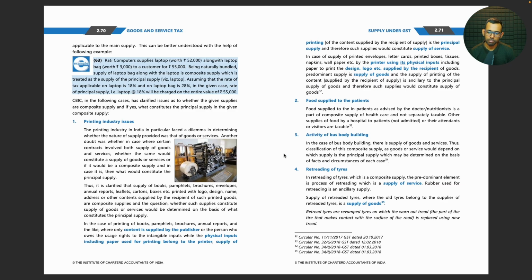So again, could they have written this in a little better way? Yes, they could have written it in a better way. This is what was confusing me: supply of retreaded tires where the old tires belong to the supplier. I was wondering where the old tires belong to the supplier. They could have dumbed it down a little more. They could have explained it. Anyway, cool. This is round 4. Now we got it clarified.